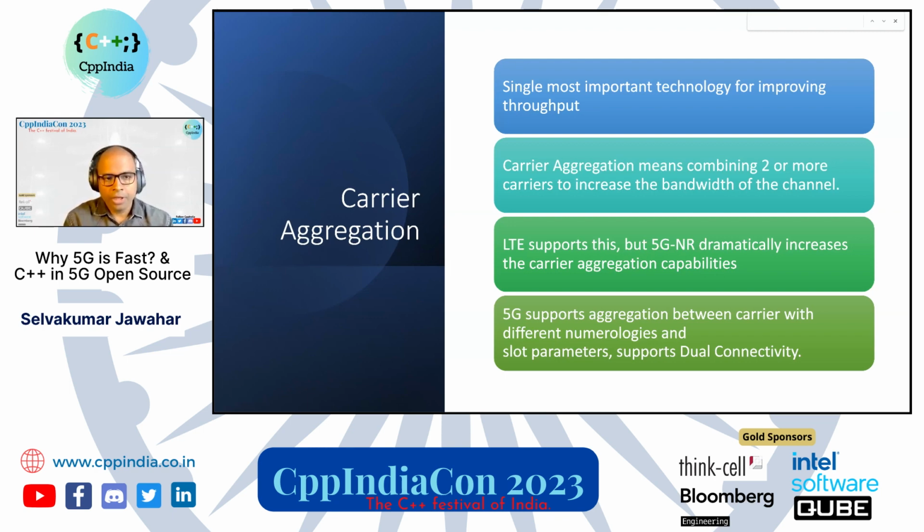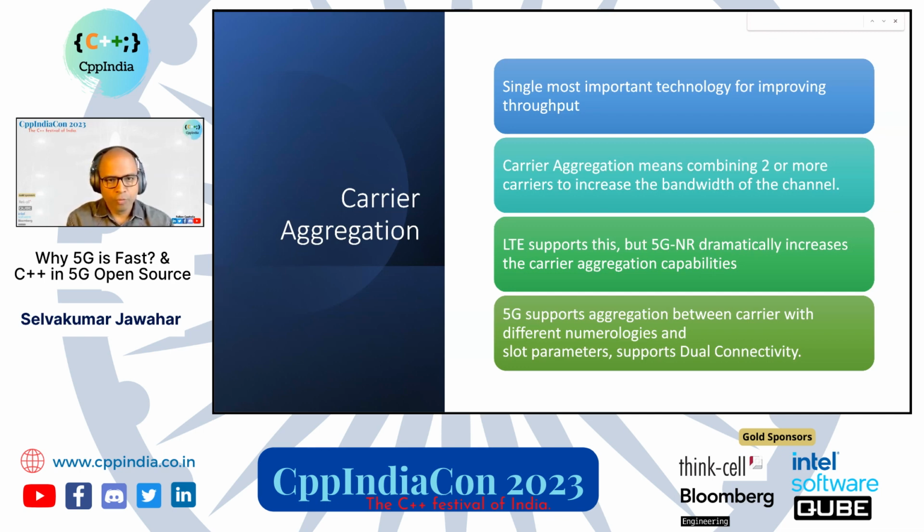Now, carrier aggregation is a technology which combines carriers. If you're in a cell site using your mobile, and there are some free carriers, these free carriers can be combined to give you increased channel bandwidth and increased throughput. This technology already existed in 4G as well, but 5G took this technology to a different level.